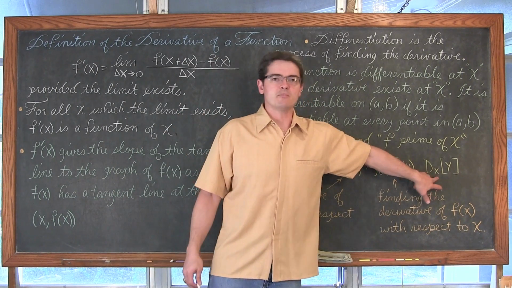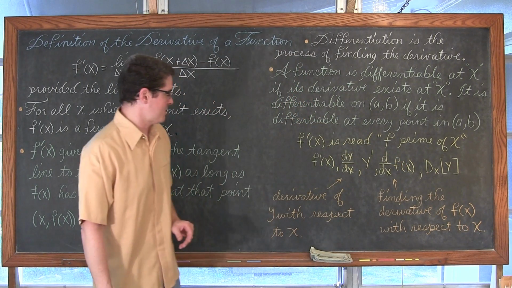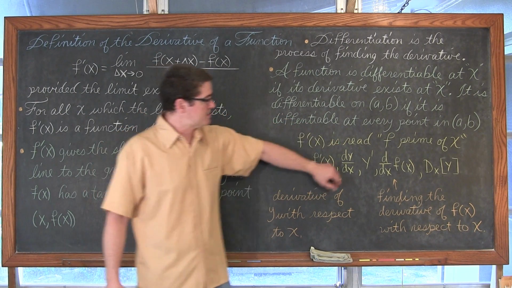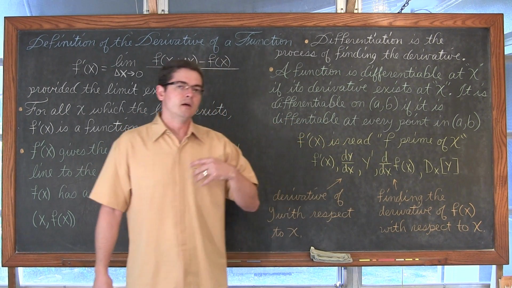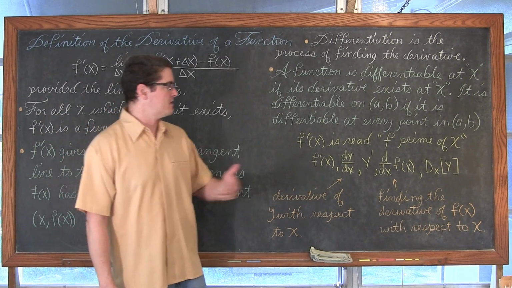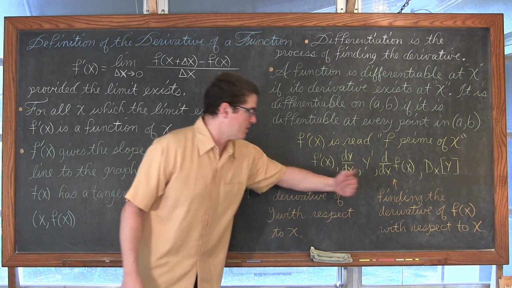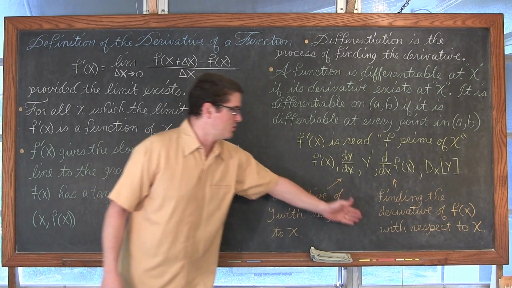I'm not even positive how to say that because I don't really use that notation. This is, again, read derivative of y with respect to x, and this d over dx is like the process of, I'm going to find the derivative with respect to x of my function f of x. Finding the derivative of f of x with respect to x.